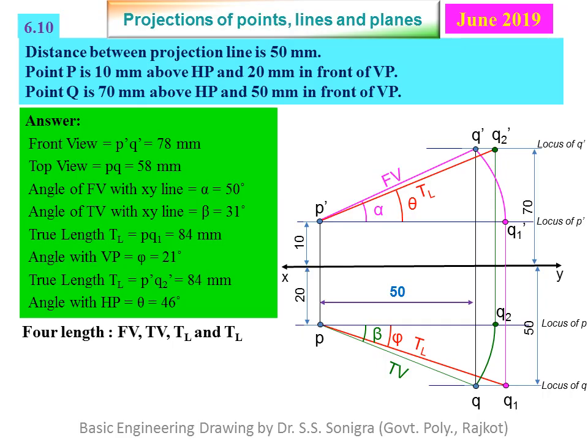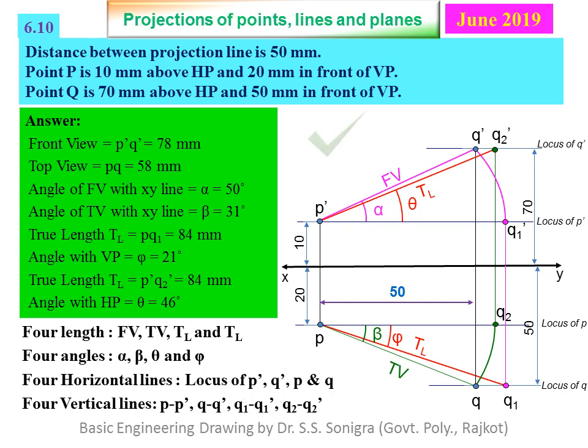Now check all parameters. 4 lengths that we have drawn: front view, top view and 2 true lengths. 4 angles: alpha, beta, theta, phi. 4 horizontal lines, that is the loci of points P dash, P, Q and Q dash, and 4 vertical lines, that is PP dash, QQ dash, Q1 Q1 dash, Q2 Q2 dash. So that is the complete solution of the problem asked in June 2019.